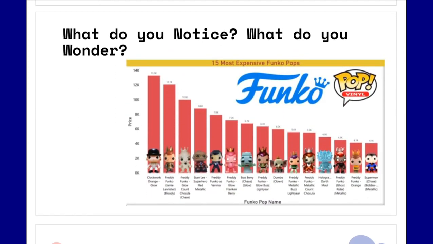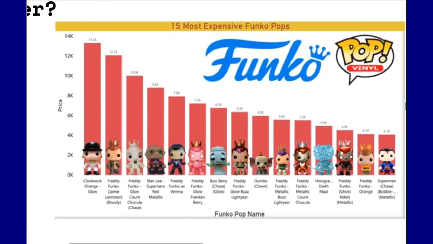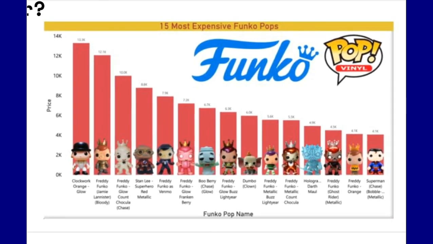What do you notice? What do you wonder about looking at this image? Zoom in a bit. What do you notice? What do you wonder? So, looking at some Funko Pops, like little bobbleheads. Looking at the 15 most expensive ones. So we're looking at price. The highest seems to be about $13.3 thousand. The lowest of the 15 anyways is $4.1 thousand. So what do you notice? What do you wonder? Is there anything you notice or anything that you wonder?